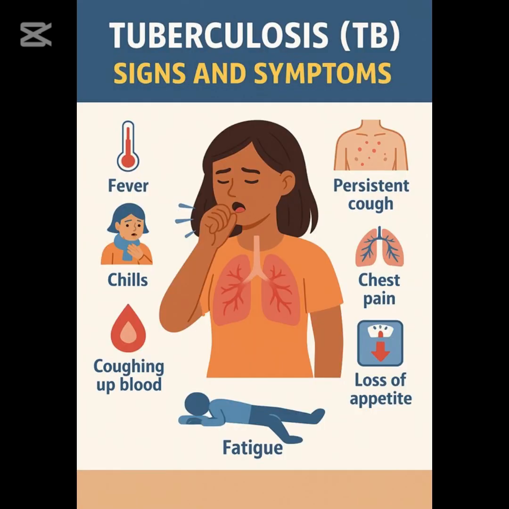Signs and symptoms. The symptoms of active pulmonary TB develop gradually and include persistent cough lasting more than 3 weeks, coughing up blood or sputum, night sweats, fever and chills, unexplained weight loss, fatigue and weakness, chest pain, especially during breathing or coughing. Extrapulmonary TB symptoms vary depending on the organ involved.